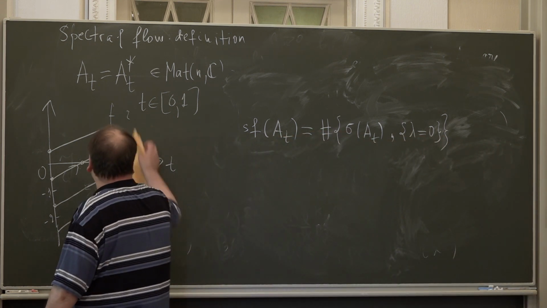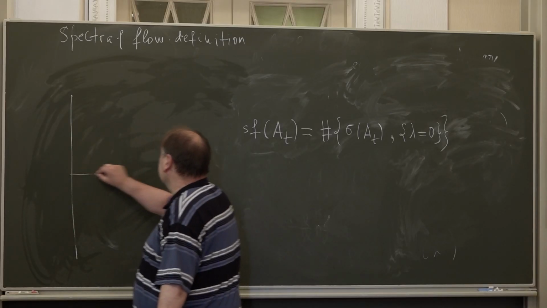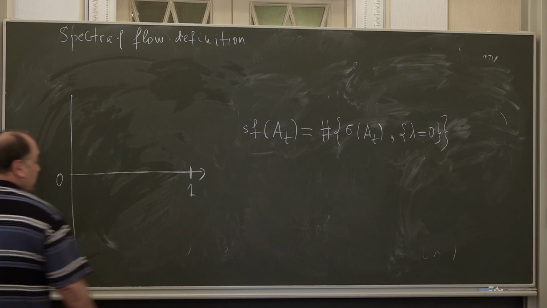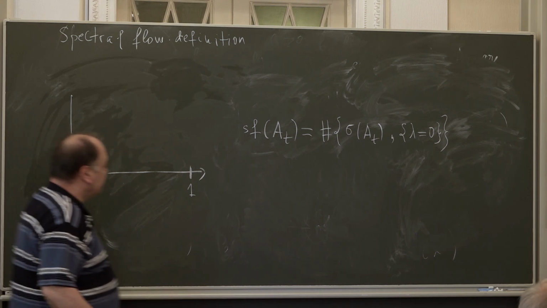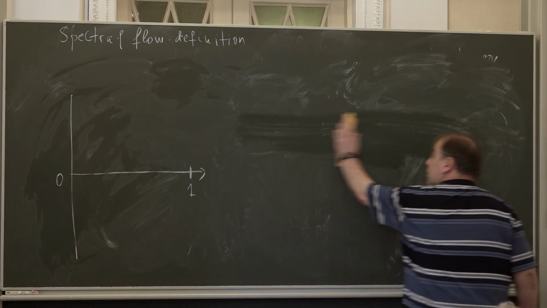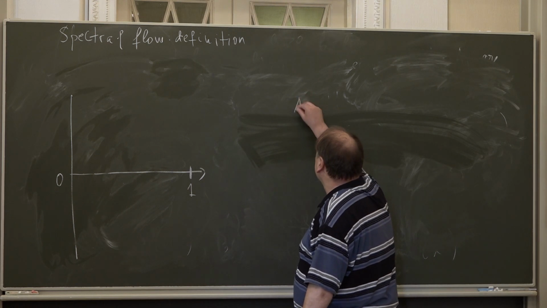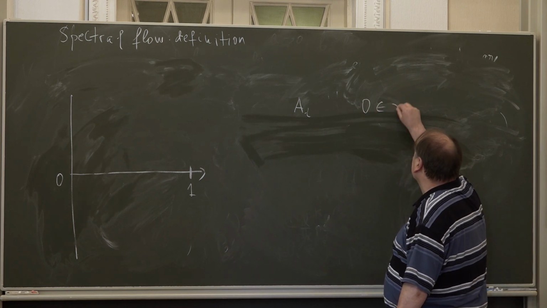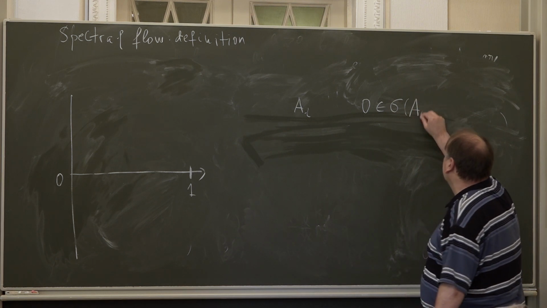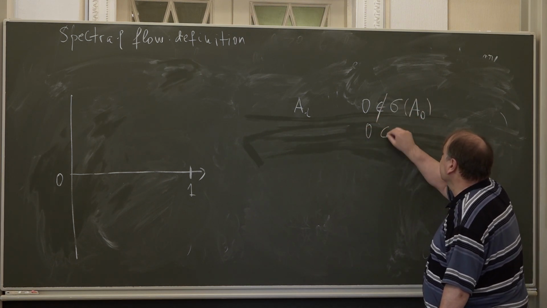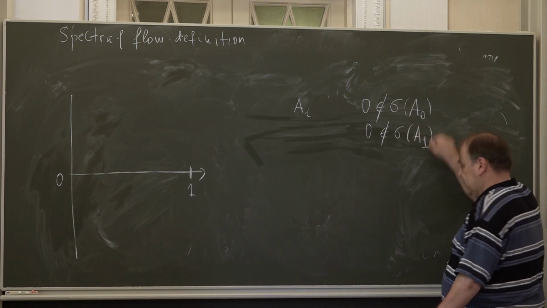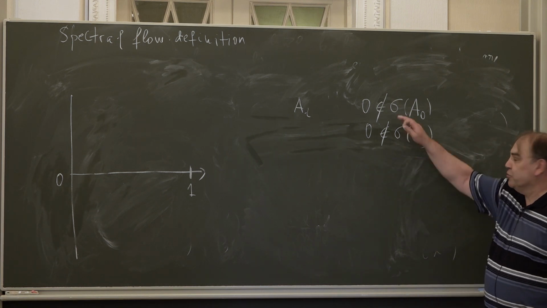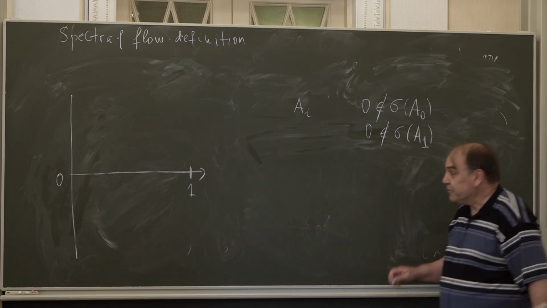Let me write it here. Let me again write this picture, please. So assume that we have, again, this family A_t, satisfying the condition written there. And I will assume momentarily that 0 is not contained in the spectrum of A_0, and 0 is not contained in the spectrum of A_1. This restriction will be removed shortly. But for now, I assume that the initial and final operators are invertible. Well, OK.